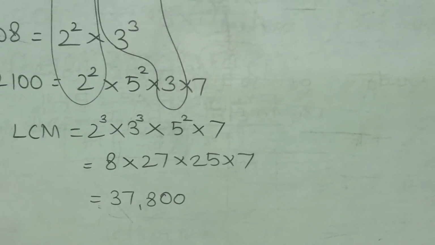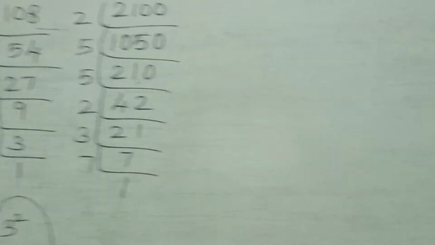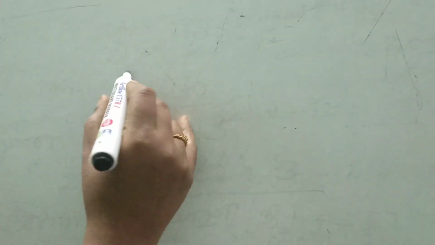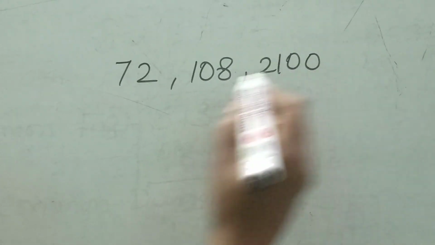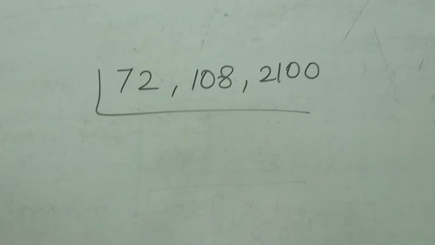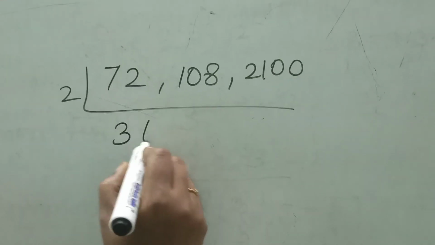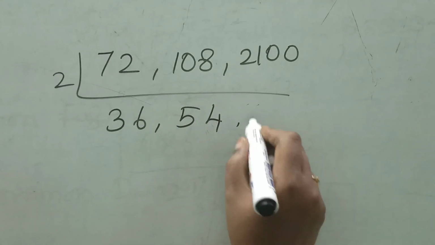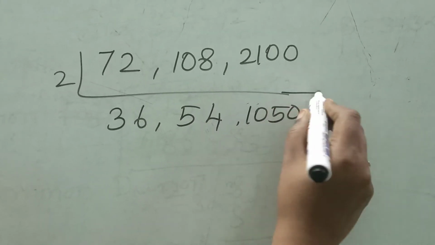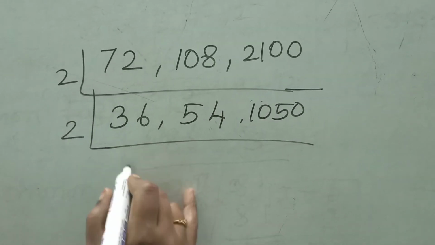Next, we solve the same question using the common division method. Write the 3 numbers as they are, separated by commas. These 3 numbers are divisible by 2. 72 divided by 2 is 36. 108 divided by 2 is 54. 2100 divided by 2 is 1050. Next, all the 3 numbers are divisible by 2. Divide the numbers.